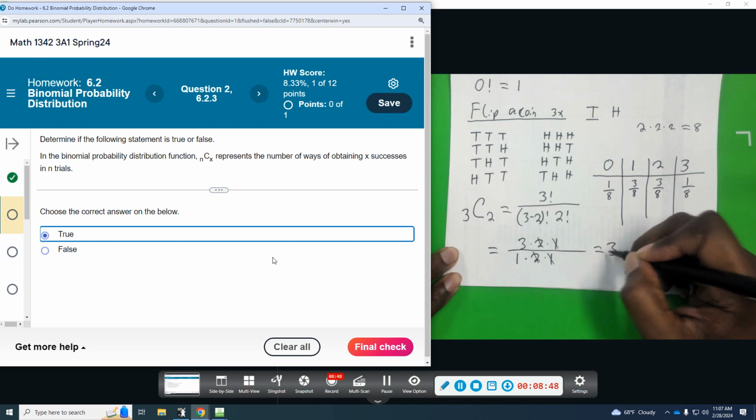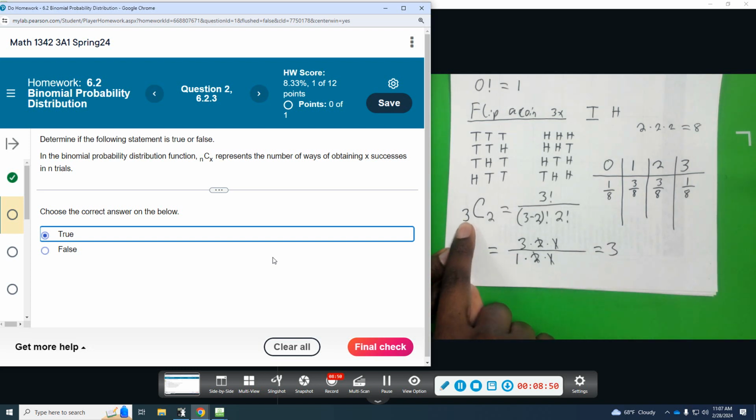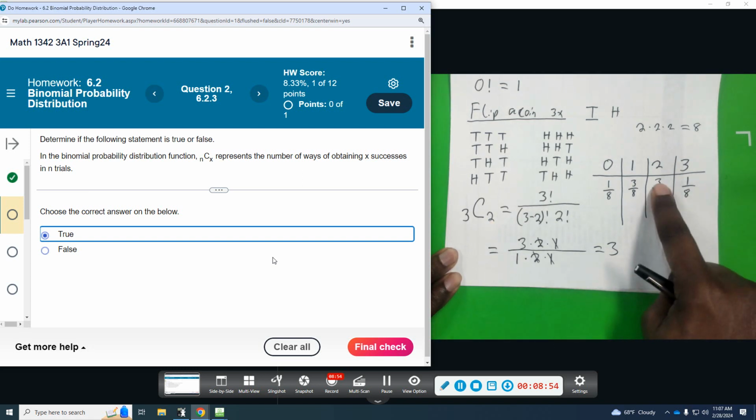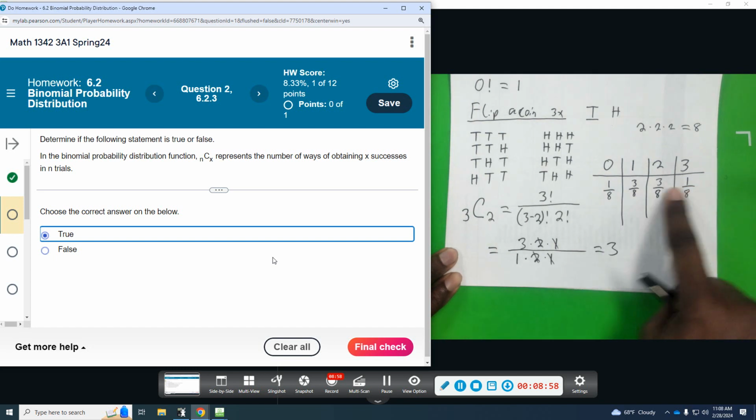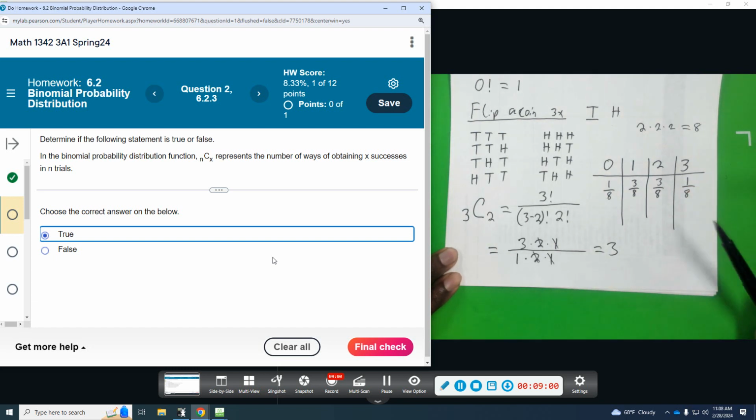which gives me 3. So when I do 3 flips and I want to find the number of successes being 2, it tells me that there's 3. So that's what this formula is doing. It's counting how many successes you will have if you have a fixed number of trials. So that's part of that formula. So anyway, this answer is going to be true.